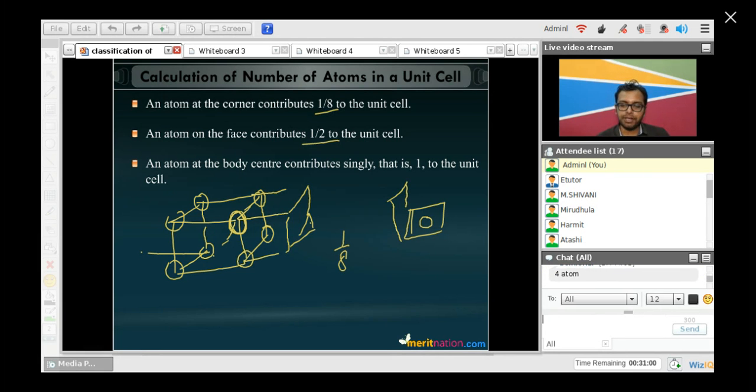An atom at the body center contributes singly, that is 1 to the unit cell. The atom which is present at the body center is completely present inside the cell, right? So that's why the part contributed by that atom is equal to 1. It is contributing the whole atom to the unit cell, right?